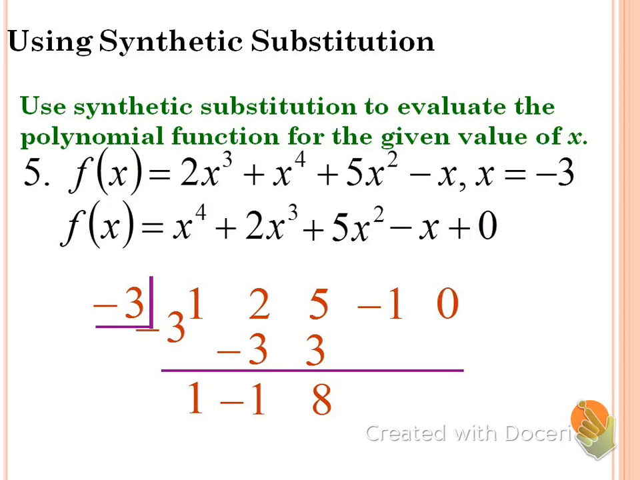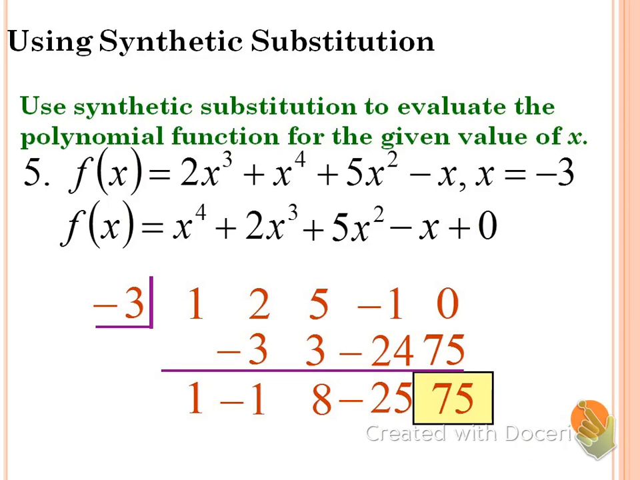8 times -3 is -24. -1 plus -24 is -25 times -3, 75. 75 plus 0 is 75. Do not multiply by the -3. That's the biggest mistake here. People want to multiply by the -3 on the last step. You don't have to. Just stop. Questions on that?